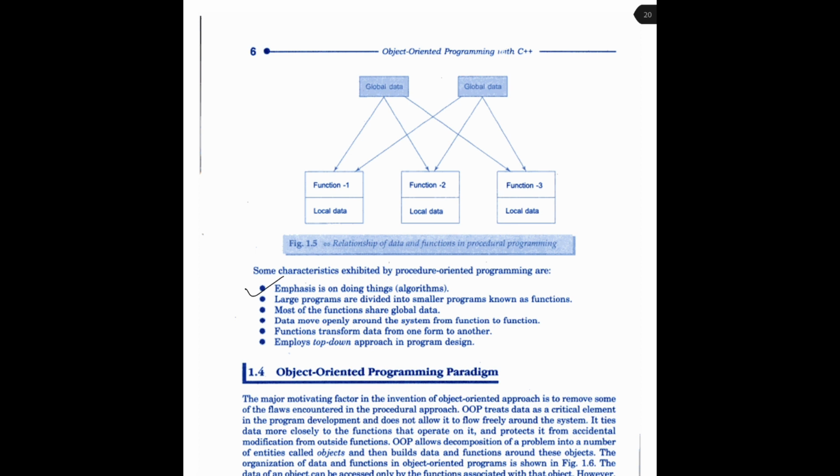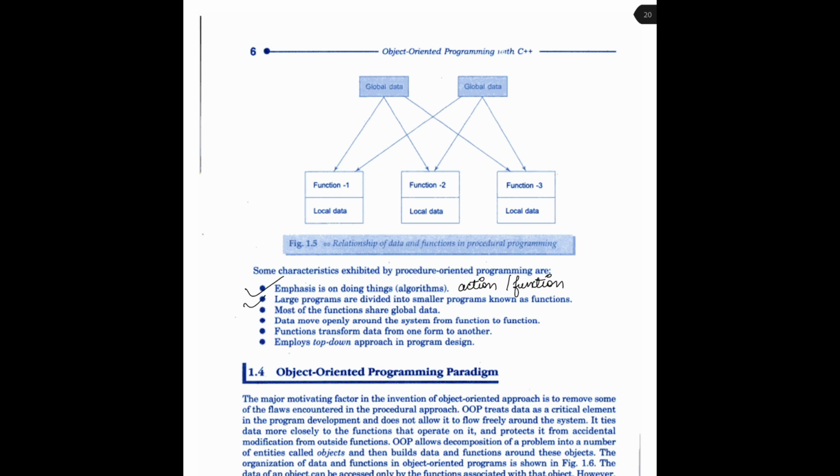The first one is emphasis is on doing things, or you can say emphasis is more on the action or the functions. As I've mentioned before, you are taking care of the function more than the object or the real life entity. Like your focus will be more on cycling than on who is doing cycling. So this is the difference between object oriented programming and function oriented programming.